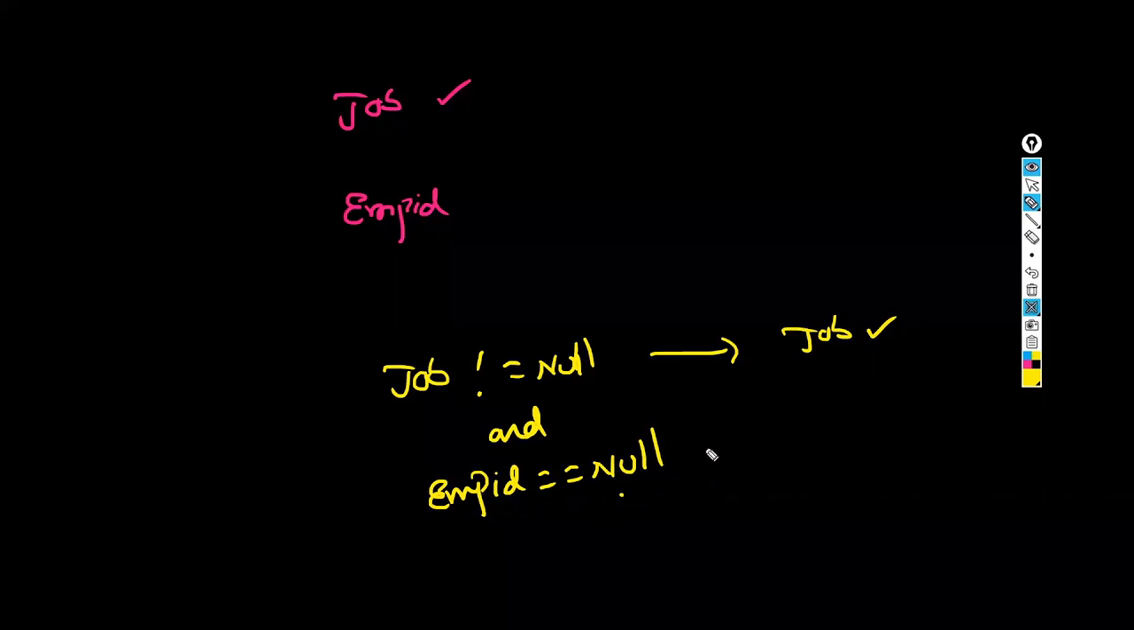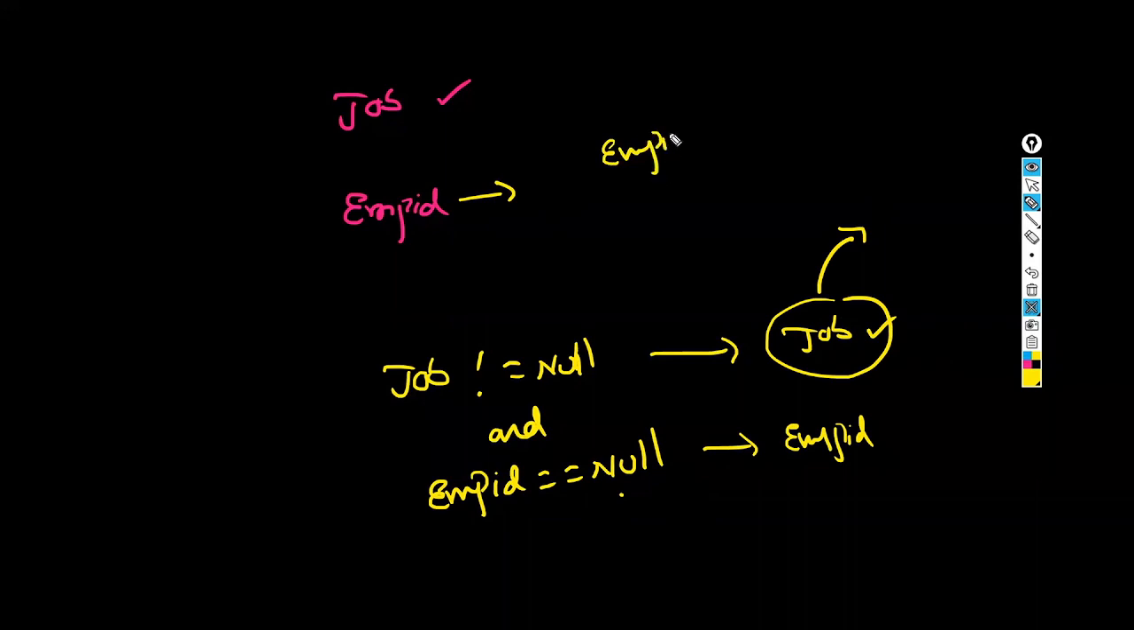If this condition is true, there is no value inside your employee ID. So in this situation, I am picking only the job. For example, I want to pick only this one. Then tell me what condition I am checking. Employee ID is equal to null, and the job is not equal to null.